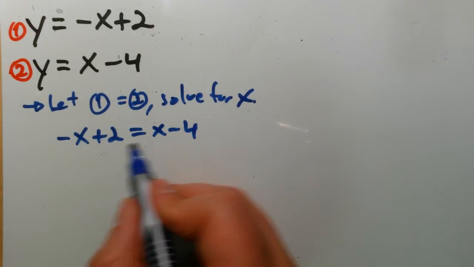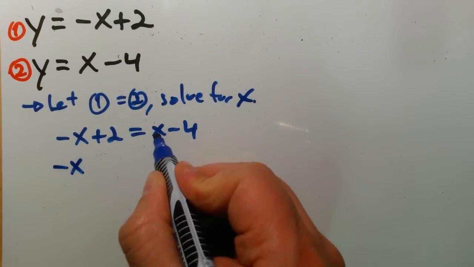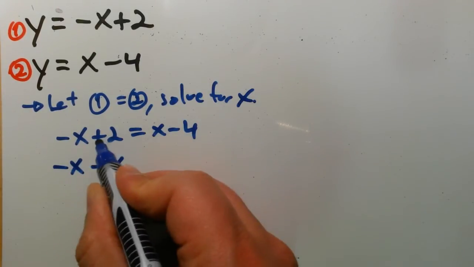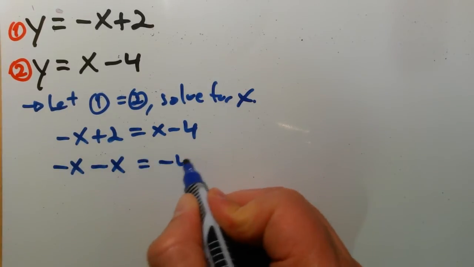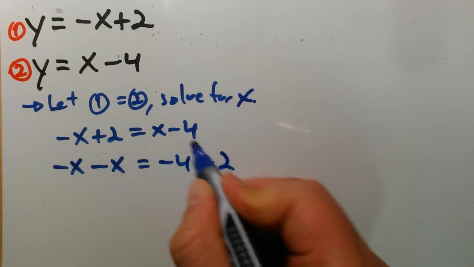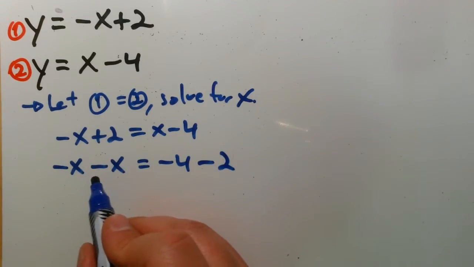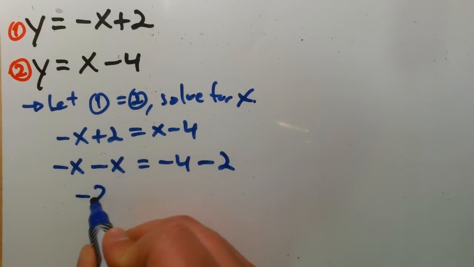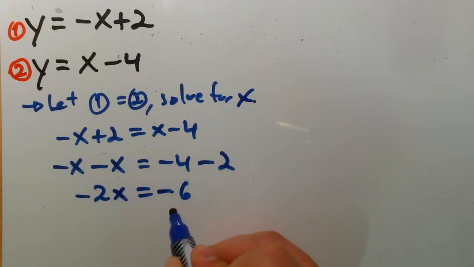Now let's put all the x's on one side of the equal sign. So we have minus x. Let's move this x to the other side, it becomes minus x. The positive 2, when we move it to the other side, becomes negative 2, and the negative 4 remains there. So minus x becomes minus 2x, and here we have minus 6.